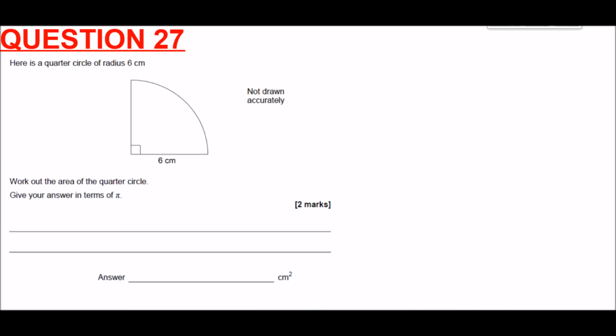Question 27, we've got a quarter circle of radius 6 centimetres. Work out the area of the quarter circle. Give your answer in terms of pi. That means we're going to leave pi in the answer. We're not going to substitute pi equals 3.14. We're going to leave pi, the symbol, in.